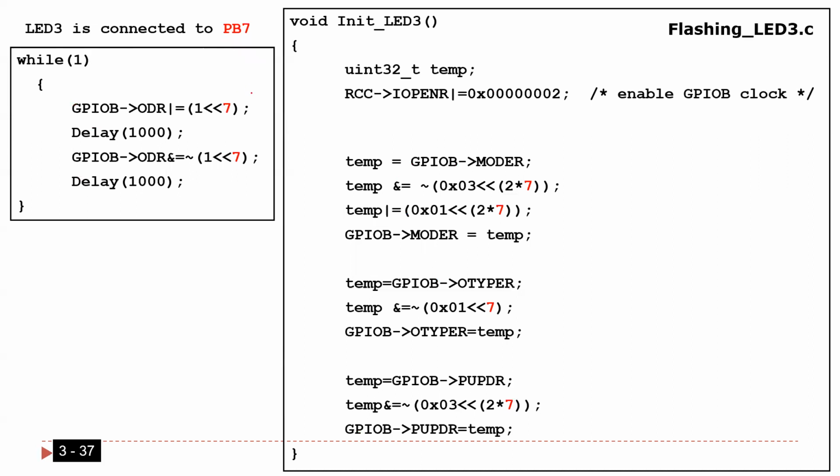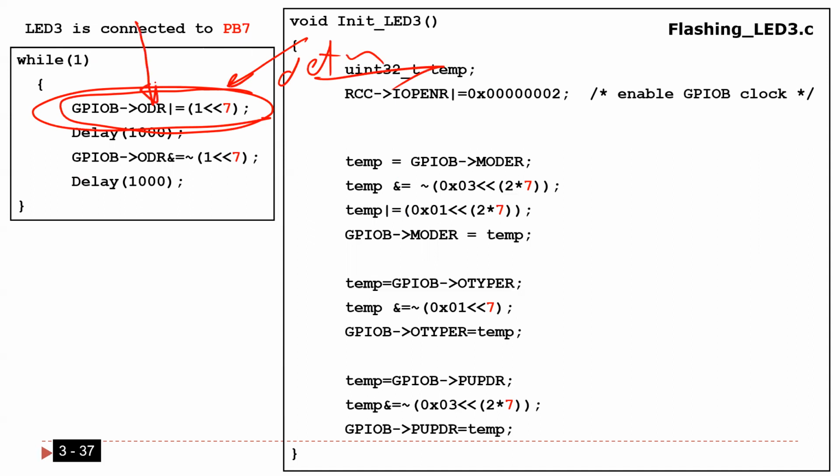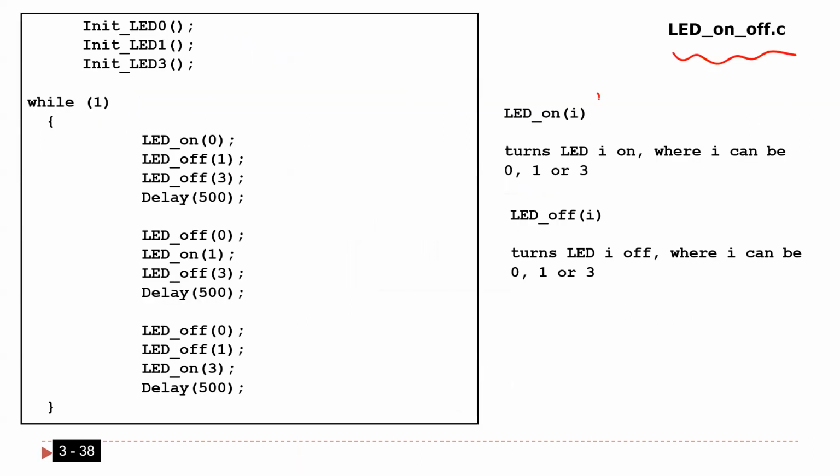For example, if I want to turn an LED on, to me, this is details. You need to know which register, which port, which pin, and so on. So this is detail. I can do the same thing using a function. That's what I did. I created a function called LED on. You don't need to worry about the details. Just send the number here, which LED you want to turn on, 0, 1, or 3. The details are hidden in the function.